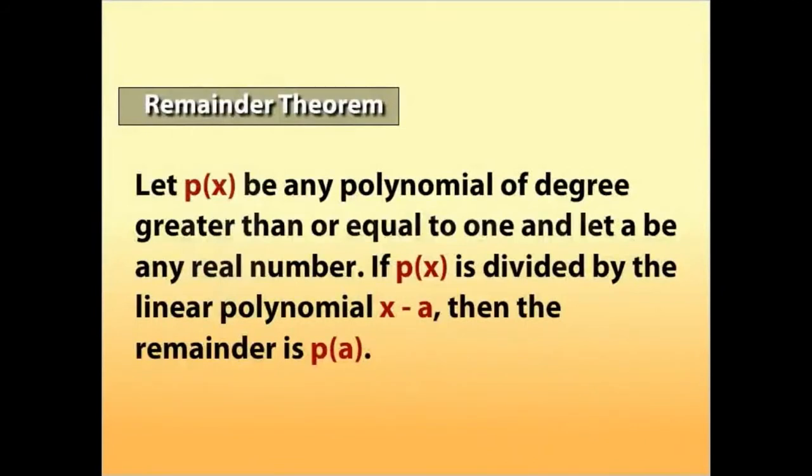Let p of x be any polynomial of degree greater than or equal to 1 and let a be any real number. If p of x is divided by the linear polynomial x minus a, then the remainder is p of a.